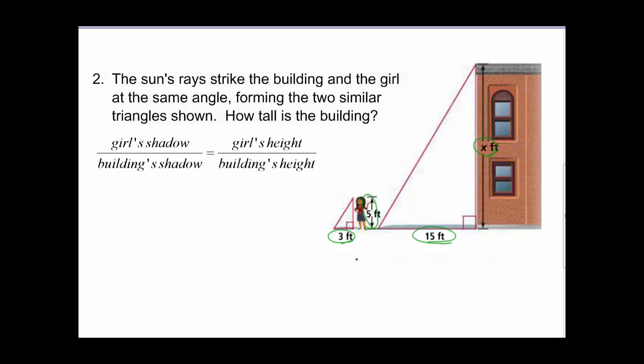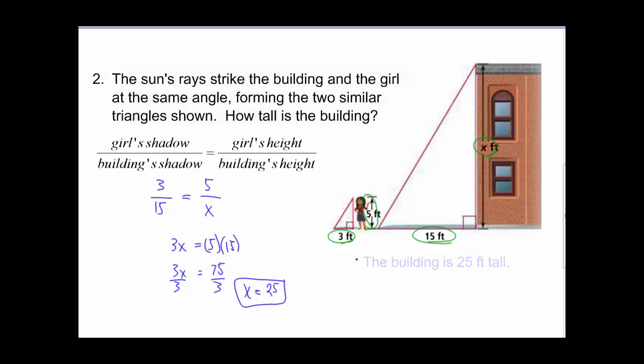So let's plug in the numbers of the corresponding parts. The girl's shadow we know is 3. The building's shadow was 15 feet. That should be equal to the girl's height, which was 5 feet, over our x. Cross multiply. 3x equals 5 times 15. So 3x equals 75. Divide by 3. x equals 25. Now again, don't forget, it's a word problem, so let's answer the question. How tall is the building? The building is 25 feet tall.